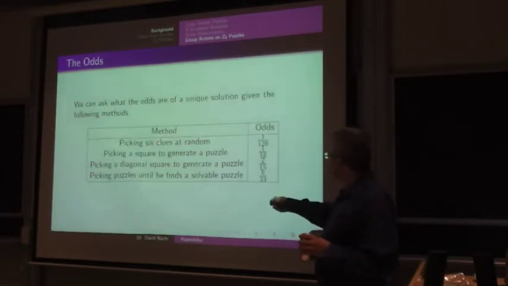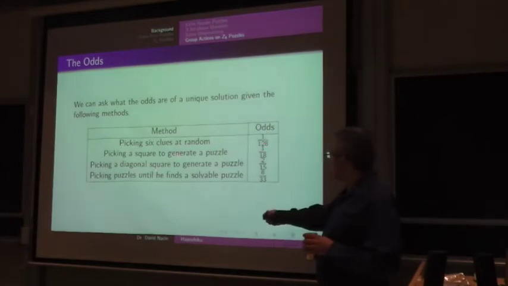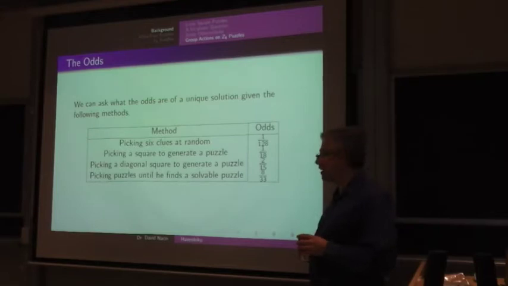Like, for instance, if he picked 6 clues at random, we could say what the odds were of getting a puzzle with a unique solution. What if he picked the square? Well, it's better if he started off by picking a diagonal square to generate a puzzle. We can sort of guess how he ended up with that to begin with.